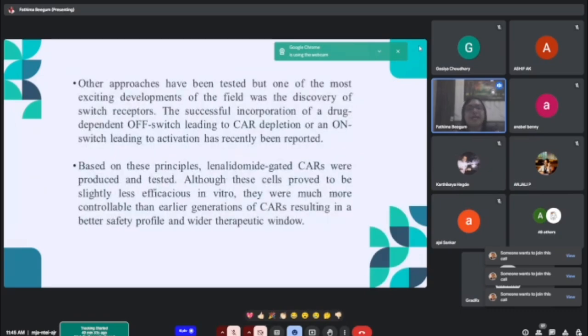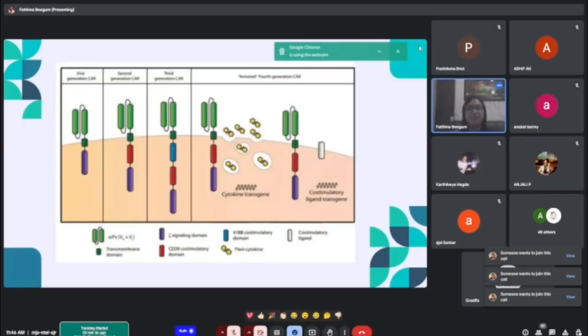So many other approaches have also been there in this field, such as off switch and on switch. That is, a particular drug will be attached, and it leads to CAR depletion or CAR activation. Then lenalidomide-gated CARs are there. So many things are there which enhance the therapeutic window as well as the safety profile of the CAR.